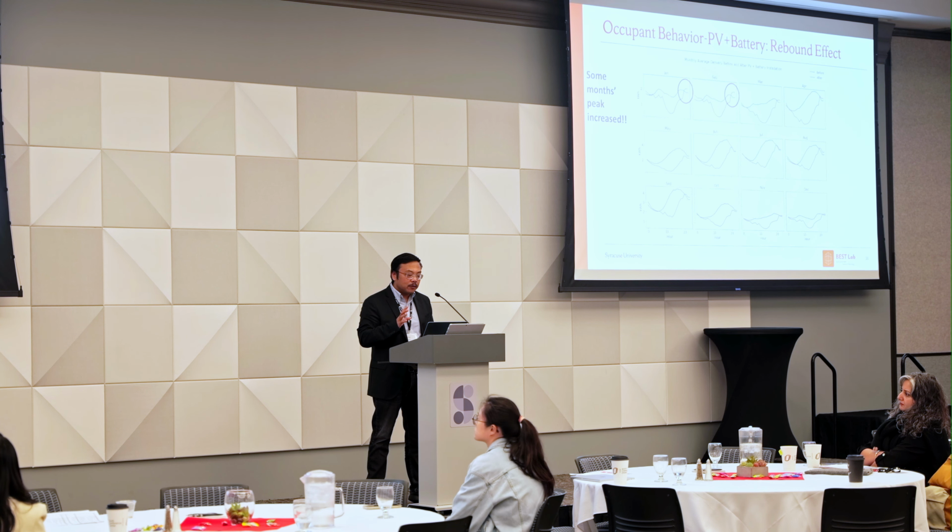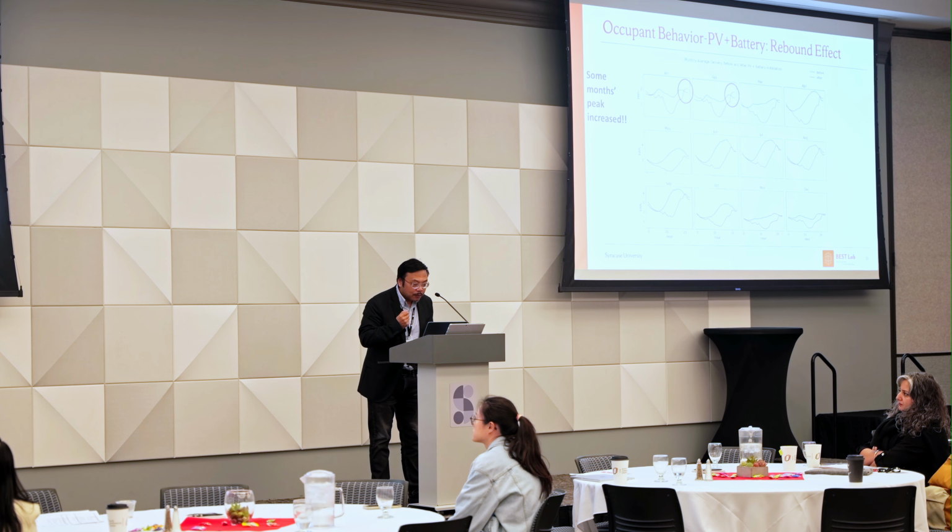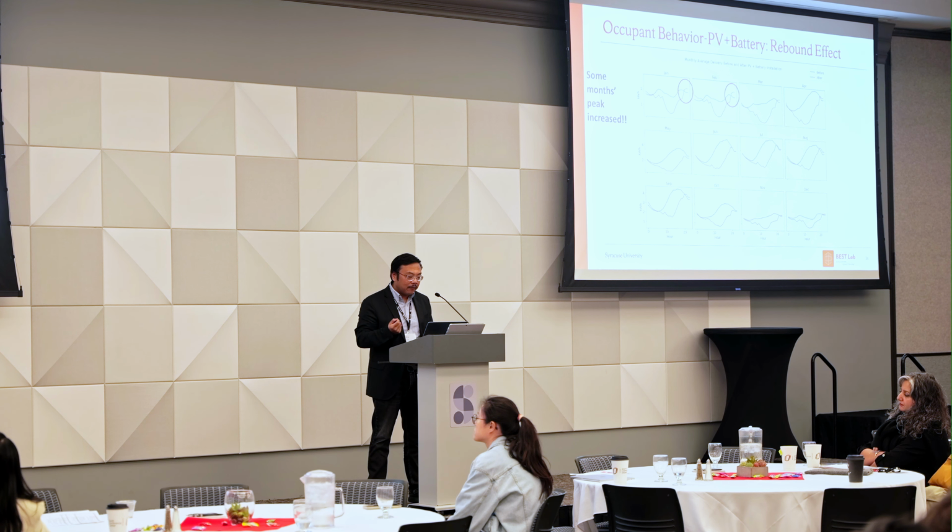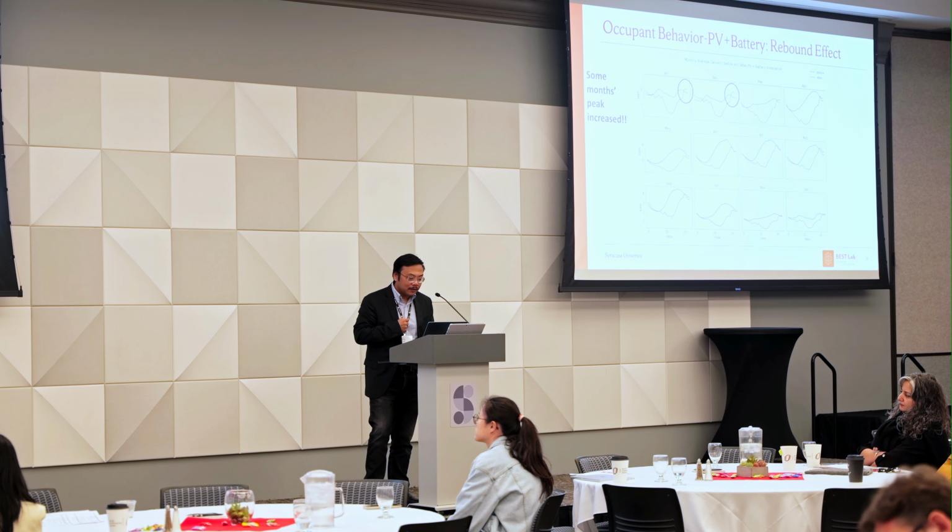What we found is a very interesting rebound effect. The blue line is before the PV installation, and the orange line is after. I circled the months January and February. In some months the peak is increased, especially the peak after sunset. People start using a lot of electricity after they install the PV and battery system because they think PV is free. So they leave the lights on, or turn on some devices and never turn them off, because they think it's free. It's called the typical rebound effect in social science.